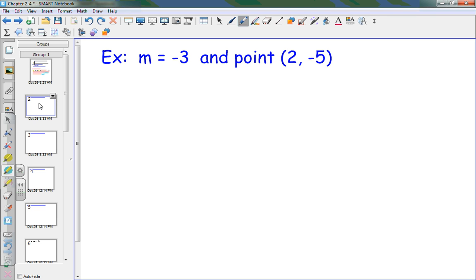So the first method we're going to use is slope-intercept form. Slope-intercept form is y equals mx plus b. So in that, what stays and what goes? What stays? B is what stays, and everything else turns into what? Values. So what do I label my point as here?